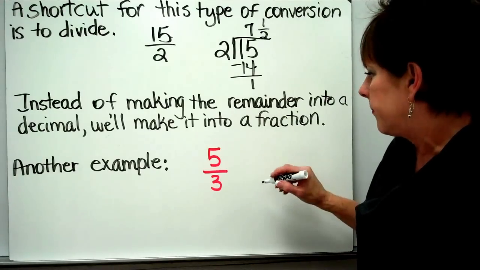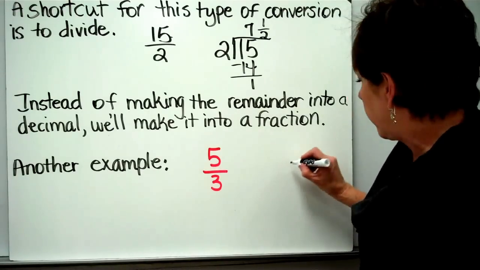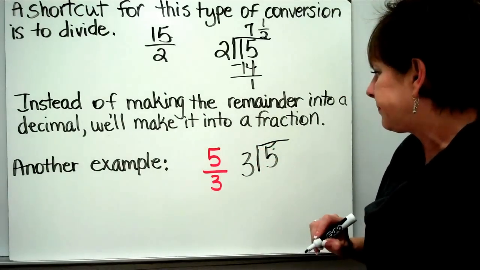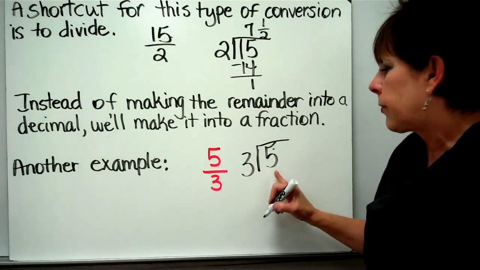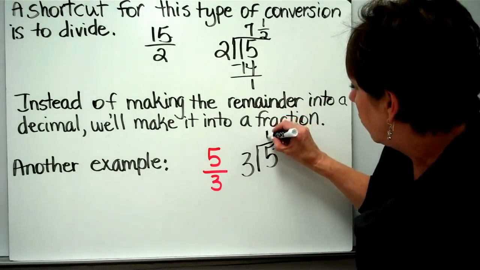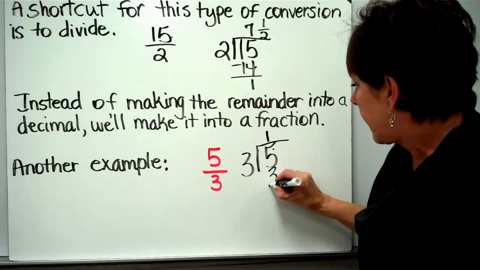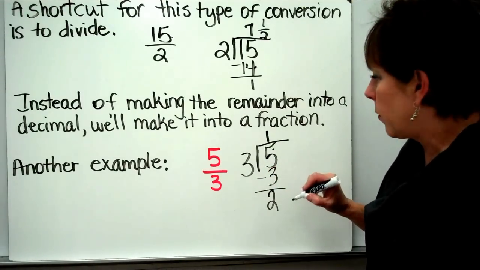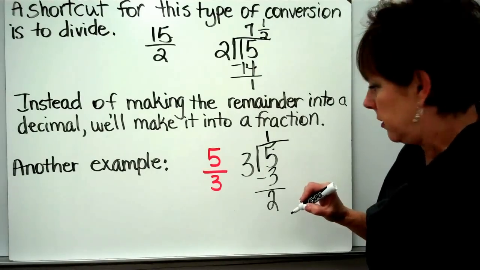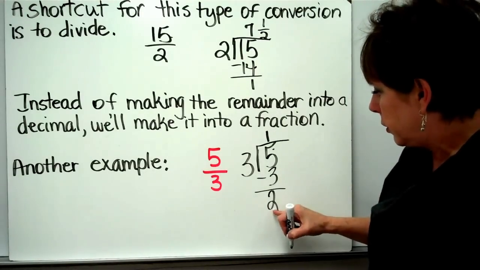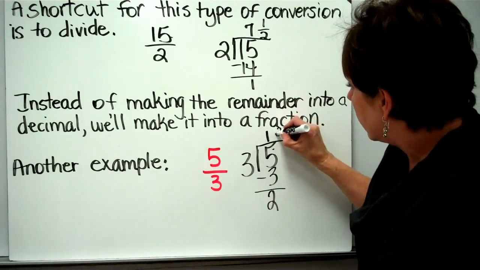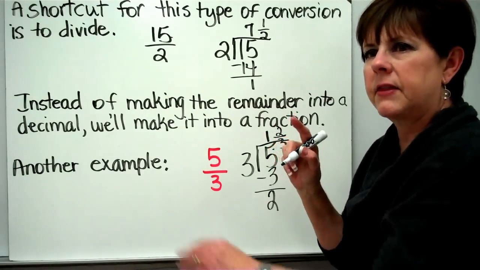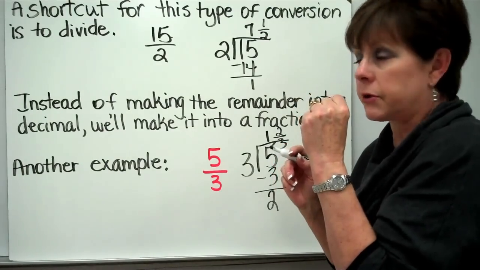Here's another example. Alright? 5/3, we are going to take our numerator and divide it by our denominator. Alright, how many times could 3 be divided into 5? Well, once. 1 times 3 is 3. Subtract, 2. Nothing left to bring down, so we're going to make this into a fraction. And this would be 1 and 2/3.